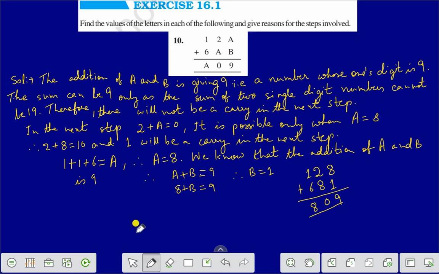We got the answer. Hence the values of A and B are 8 and 1 respectively.